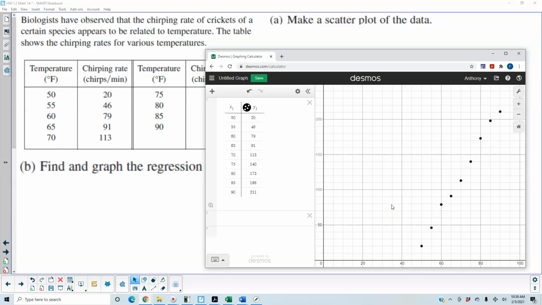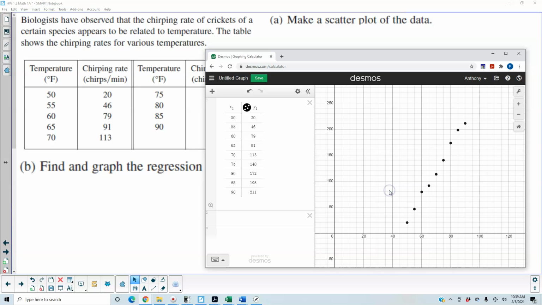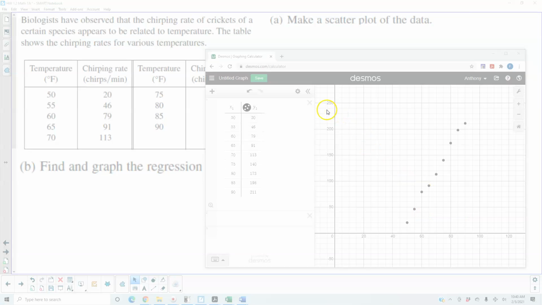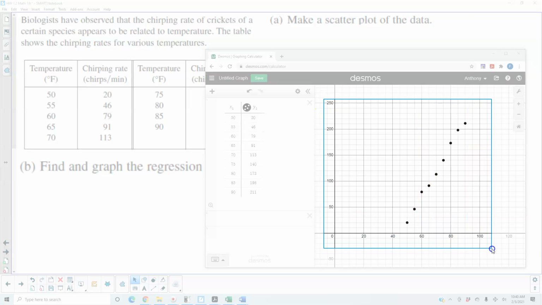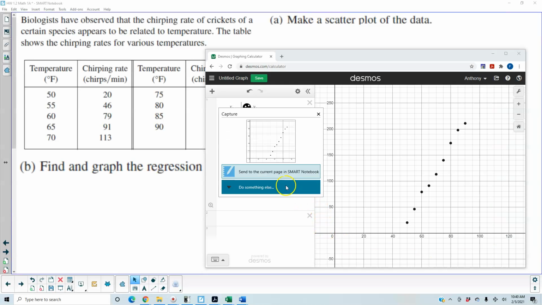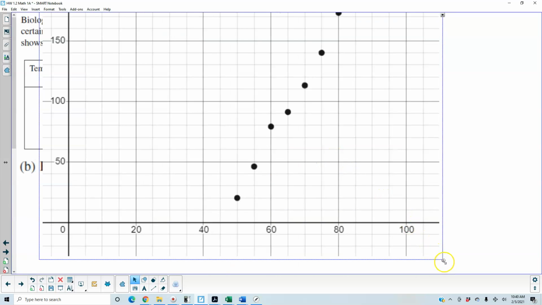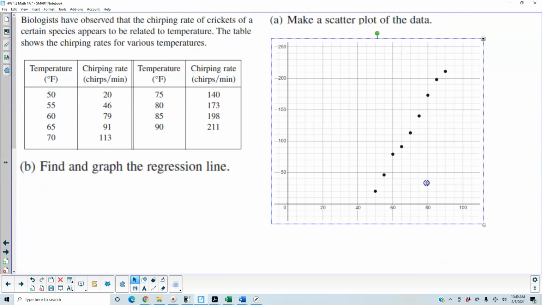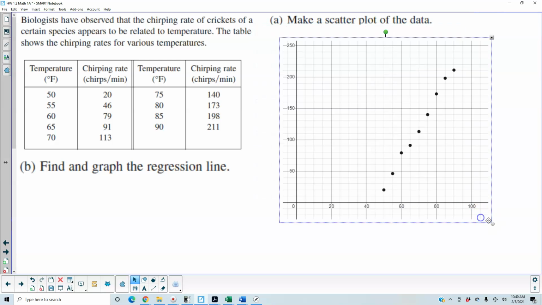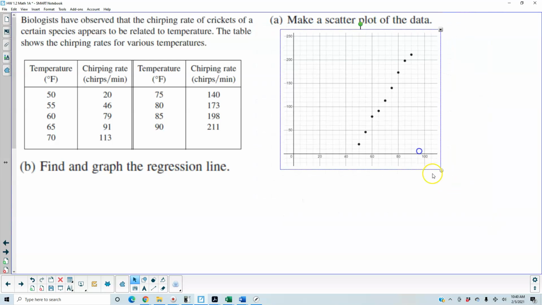So let's take a look at our graph. So there is our scatter plot.